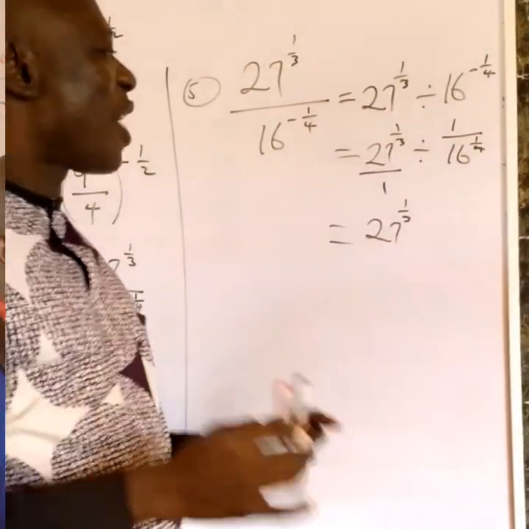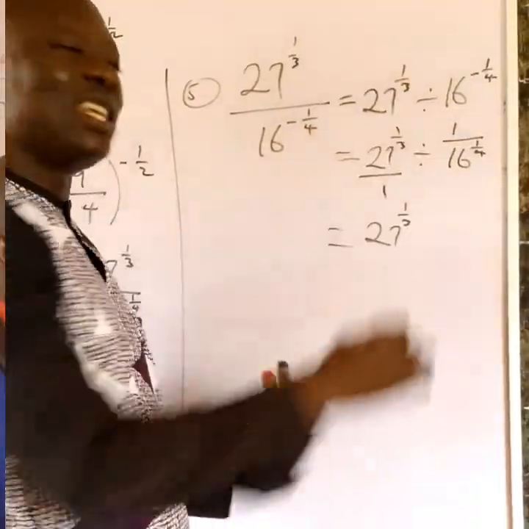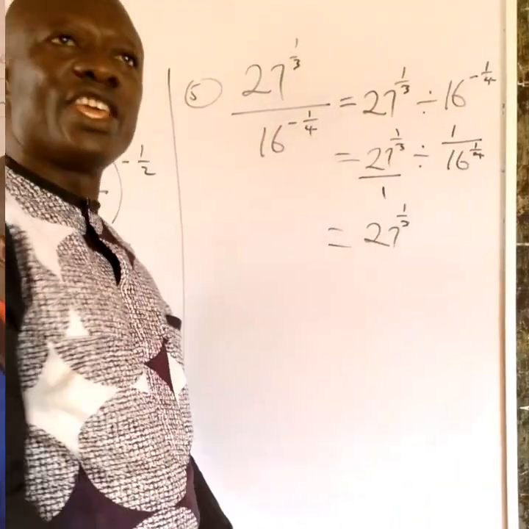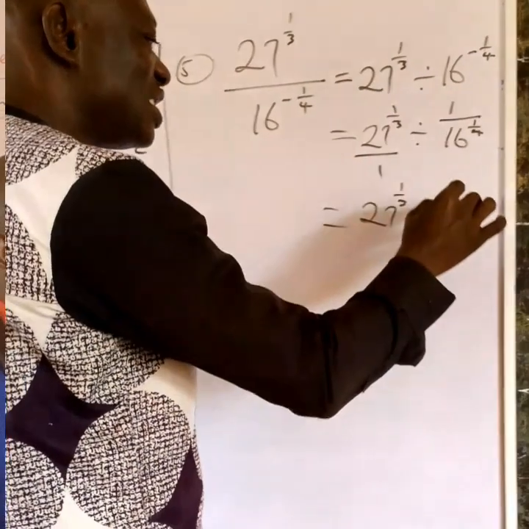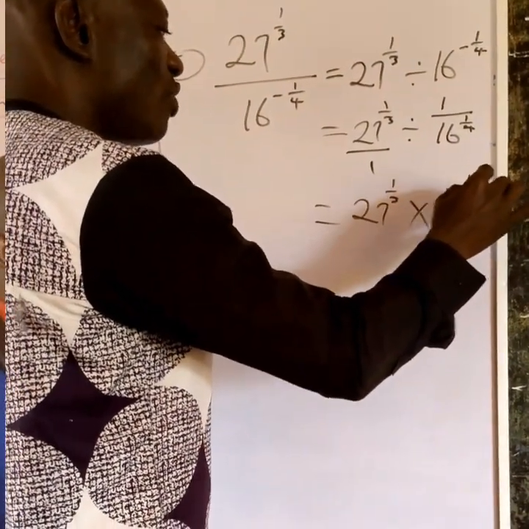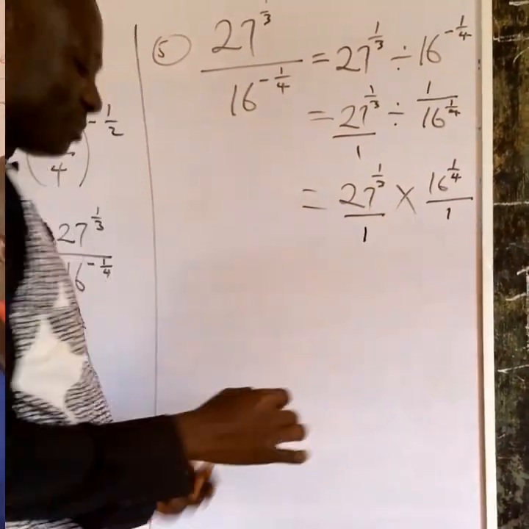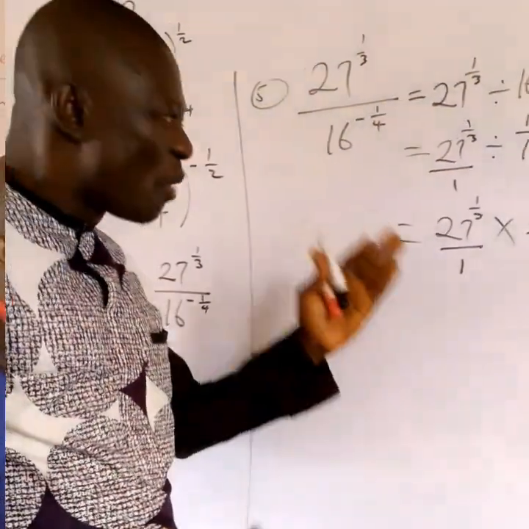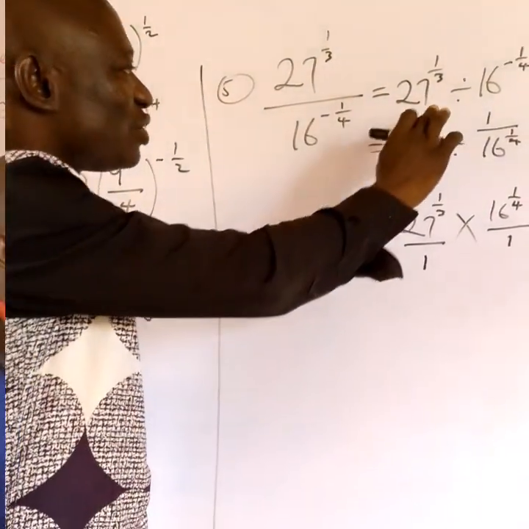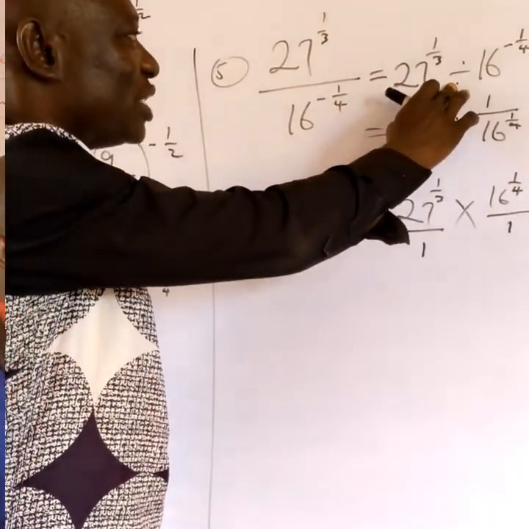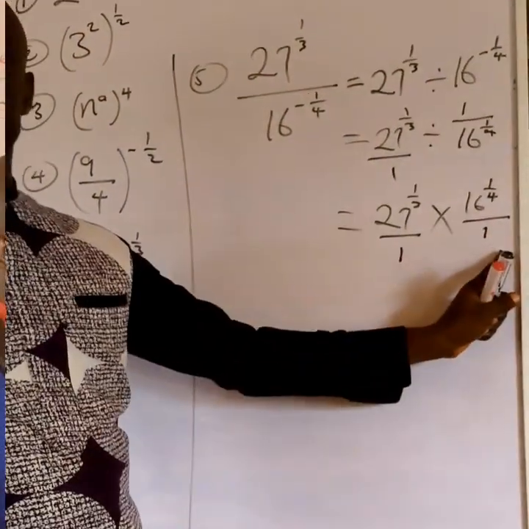Remember that whenever we have division, we can change the division to multiplication and invert the next fraction. And so it is going to go back to where it started from, which is 16 raised to the power 1 over 4 over 1, where this is also over 1. You can see that when we have such a question, what we can simply do is to change this division to multiplication and remove the negative sign, which is exactly what we have seen at this point.